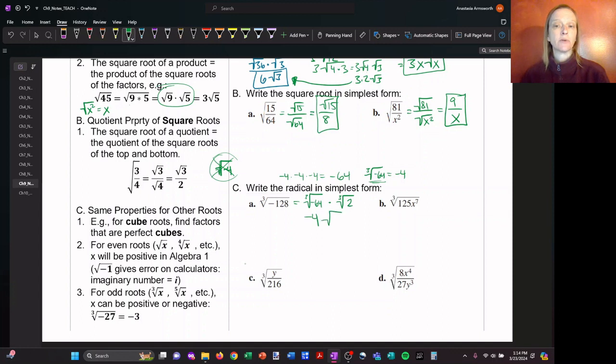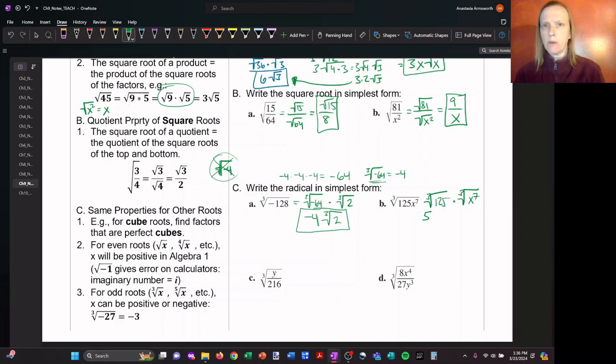2 is prime, so it doesn't have any factors that are perfect cubes. And so our final answer is negative 4 times the cubed root of 2. Once again, we can also take cubed roots of variables. So I would write this as the cubed root of 125 times the cubed root of x to the 7th. The cubed root of 125 is just 5. And now we're left with this cubed root of x to the 7th.